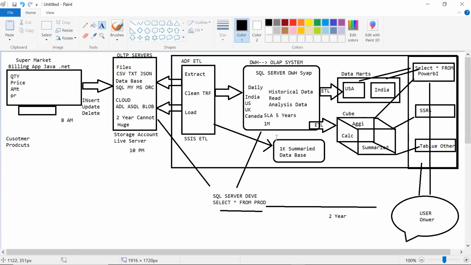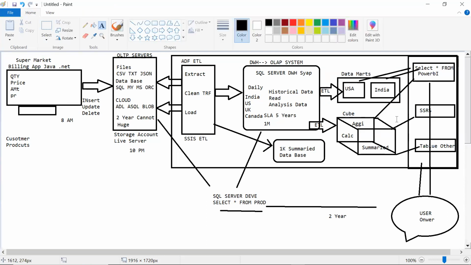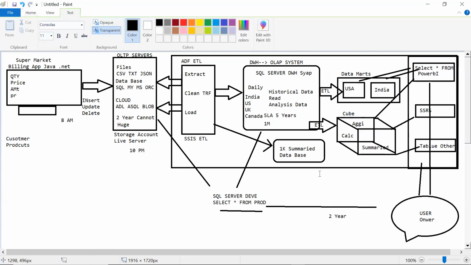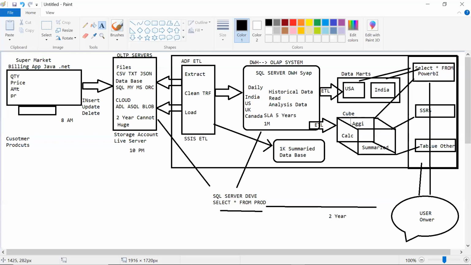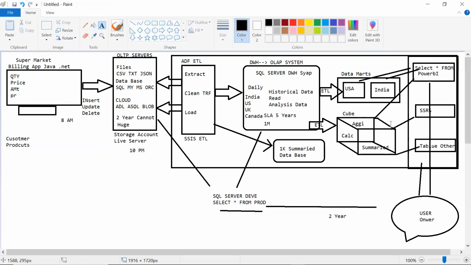In our company we maintain summarized data, or our company will maintain data marts. I'll show you that. I'm working for some companies where we maintain summarized data. When I was working for IBM, they were using cubes. When I was working for Wipro, they were using data marts. It depends upon the company, architecture, and their budget.